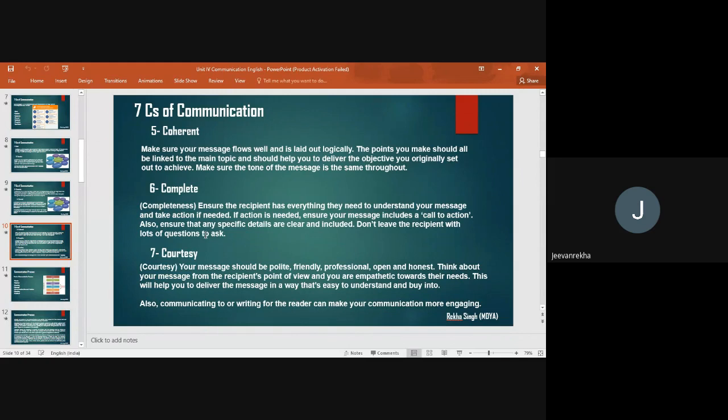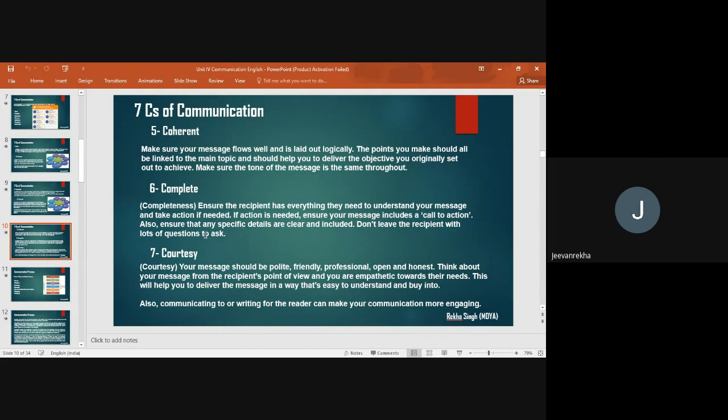Ensure that any specific details are clear and included. Don't leave the recipient with lots of questions to ask. Means a complete, clear message should be there to complete your sentence. He or she should not have any question to ask. You have said, I am going. So is it a complete message? It's not a complete message. So how will you complete this sentence? Then there should be no topic to ask any question from your mama's side. So what should be there? Where are you going? Complete sentence. So she will not ask any question again, right? So the sentence should be complete.